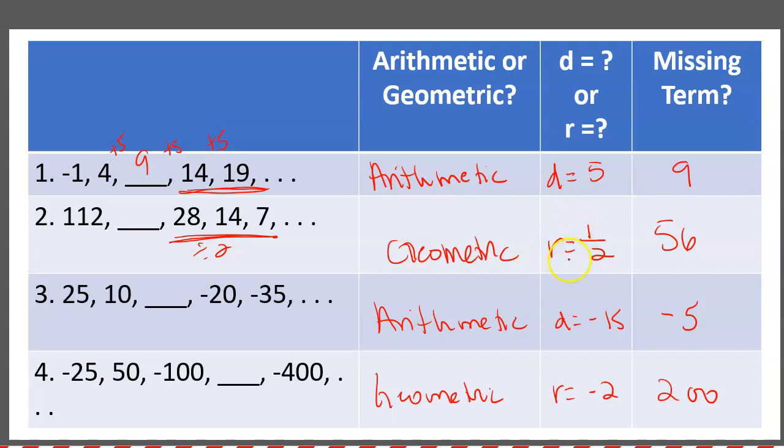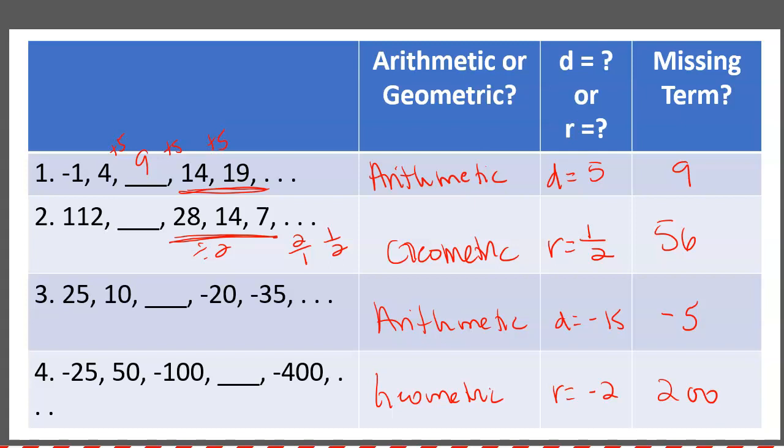So remember, we write divided by 2 by saying 2 as a whole number is 2 over 1. So then we flip that to the reciprocal, which means divided by 2 turns into multiplying by one half, 1 over 2. And that missing term would be 56. 112 divided by 2 is 56.